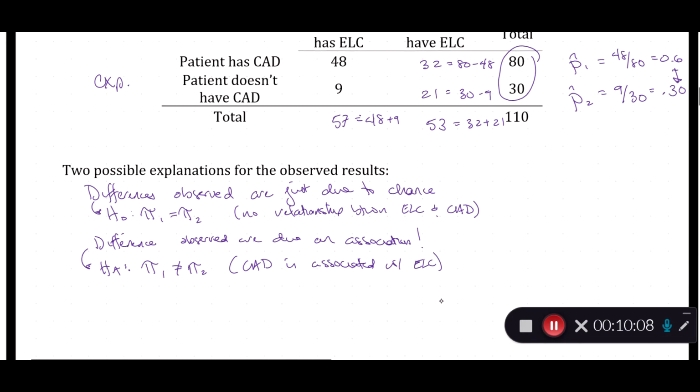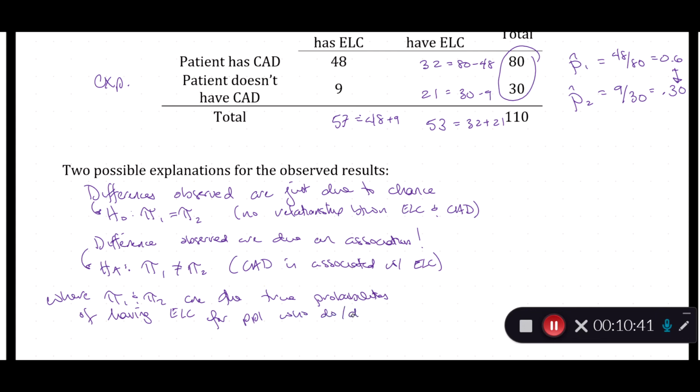So this is kind of like a regression question. Is there a relationship? But we also have to define our proportions. We have to define our parameters in order to complete our hypotheses. So where pi 1 and pi 2 are the true probabilities of having earlobe crease for people who do and do not have coronary artery disease, respectively.